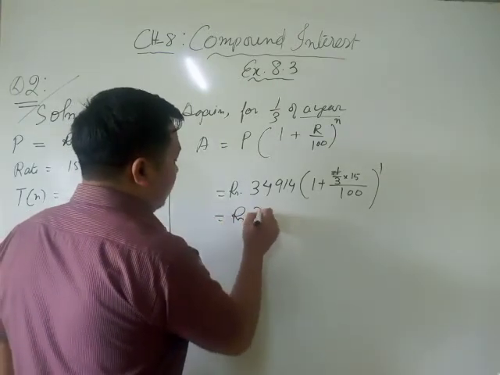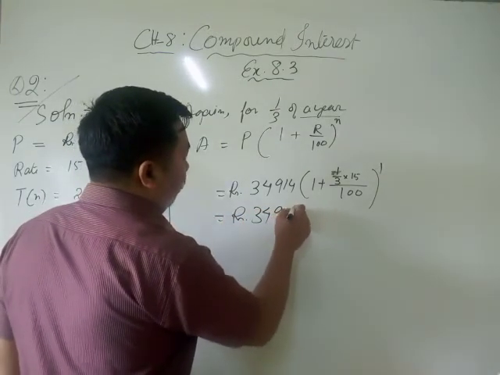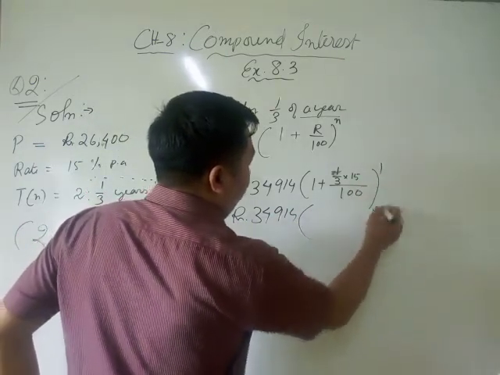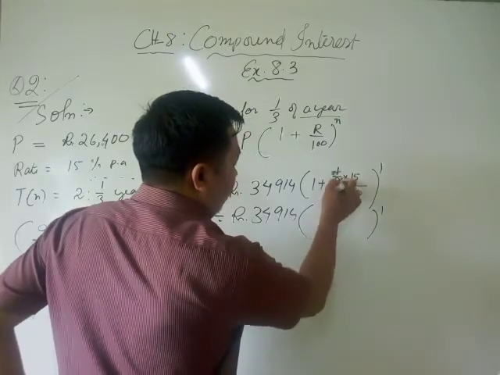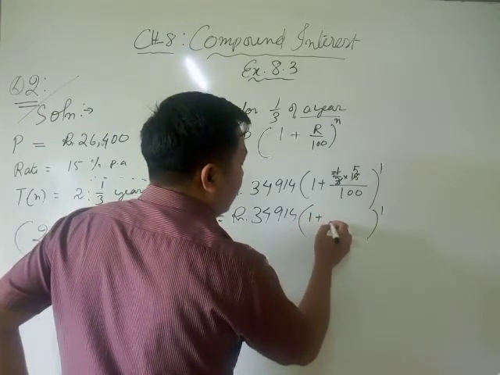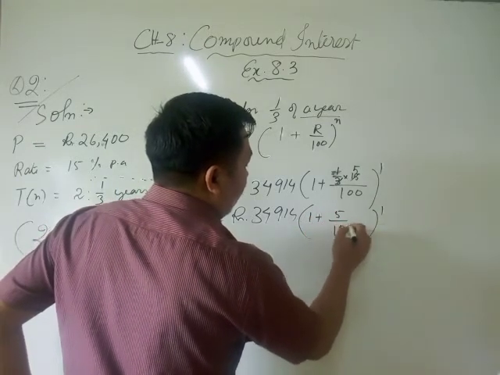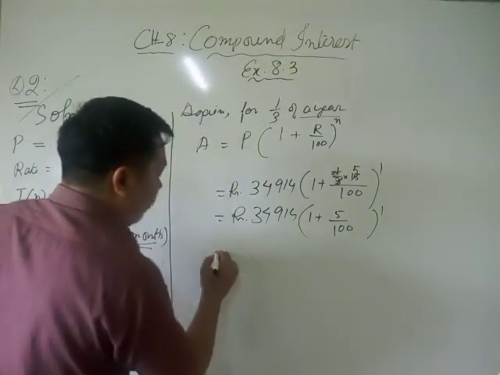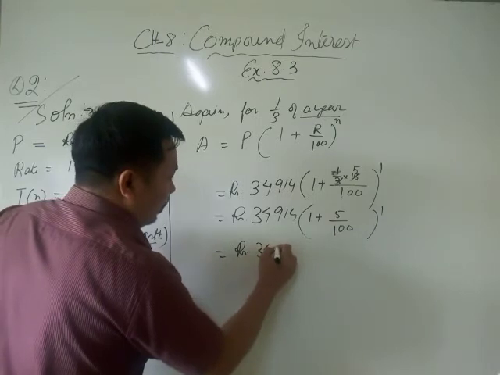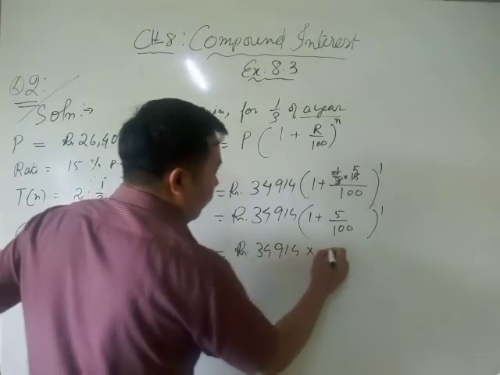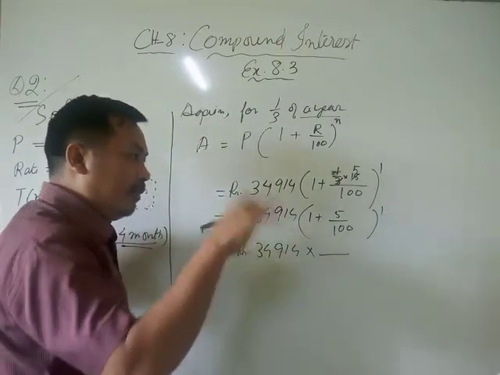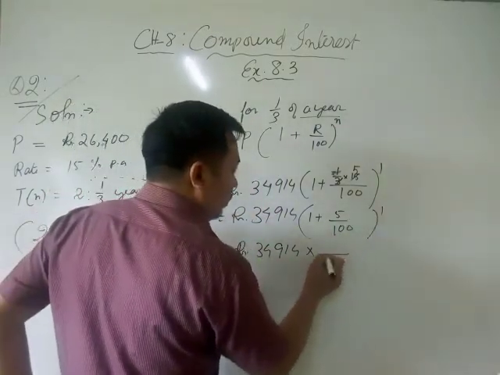Now next, what we have here is 34,914. Then see, my dear student, one will be here, one is in this bracket. See, 3 and 15 can be cancelled: 3 times 5 is 15. Now you get here 1 plus 5 by 100. Now replace 34,914 and multiply with, you know how much? 1 time. 1 time, no need to multiply again like before.